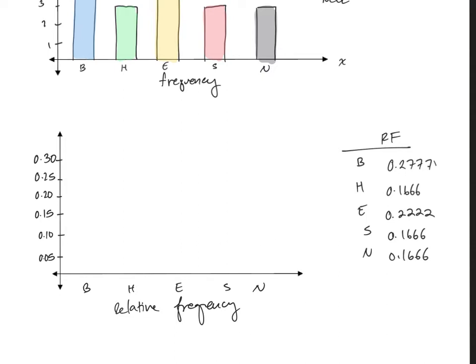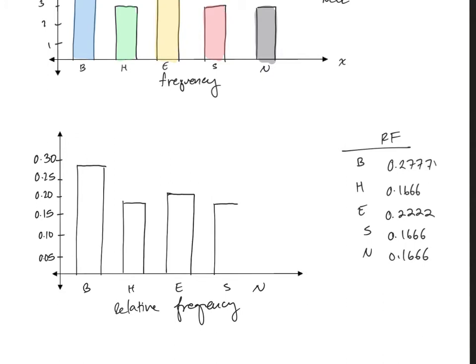B goes almost up to 0.30, but not quite there. That line was not quite as neat as I wanted it. Okay. H goes almost to 0.20, but not quite at 0.20. E goes a little past 0.20, but not quite 0.25. S is the same as H, and N is the same as S. And since these are all approximates, you could go ahead and label them.